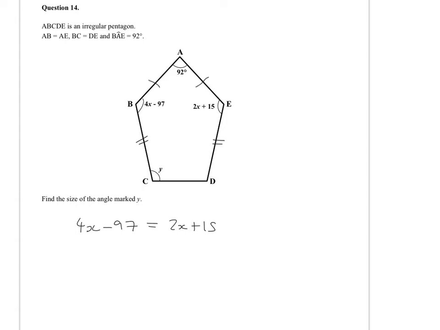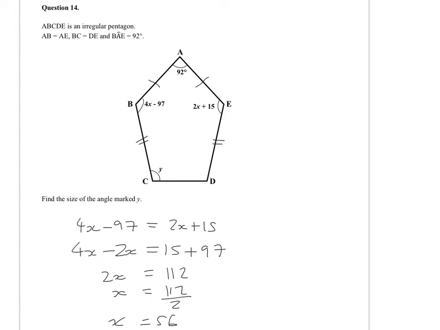And now we need to rearrange that equation. So we want to collect the x's on one side of the equation. So we'll have 4x and positive 2x. The inverse will be minus 2x on the left hand side. And then I'm going to take this minus 97 over to that side, which will become positive. So we'll have 15 plus 97. Work these out. 4x minus 2x is 2x. 15 plus 97 is 112. And then to get x, we have to do 112 divided by 2, which is 56.